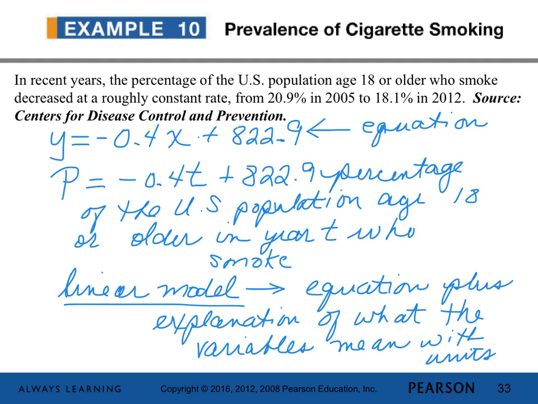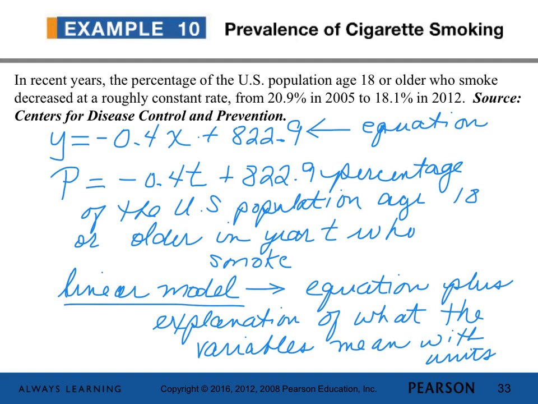Since P is the percentage, that was the Y value, I'm going to use capital P for percentage rather than using Y. And I'm going to use T because T represents what year it is, that's time. So the equation should be P equals negative 0.4 times T plus 822.9, the percentage of the U.S. population age 18 or older in year T who smoke.